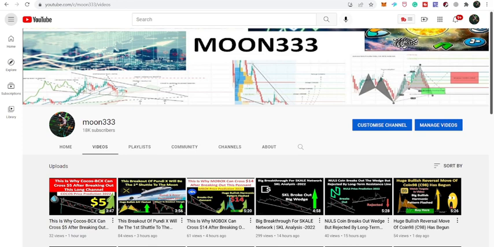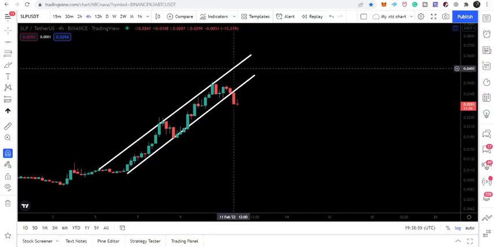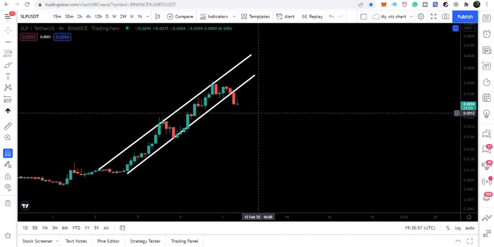The price line of SLP has broken down another up channel, and in today's video we will analyze: are we going to move more down from here, or can we expect a reversal move from here?